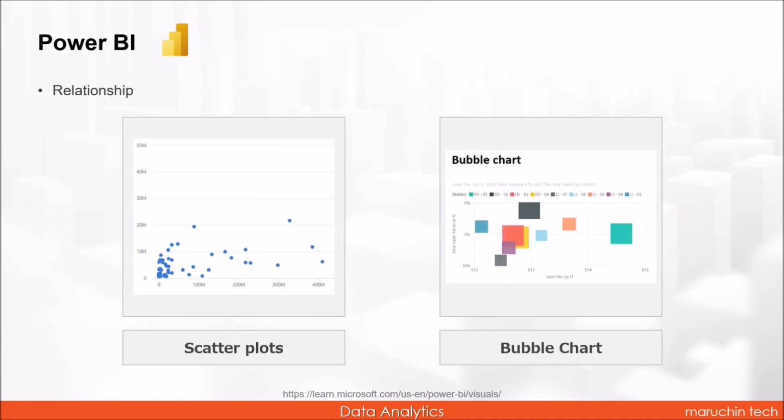And next, charts that show the relationship among the data. Scatter plots and bubble charts are good for exploring the relationship between variables in the dataset. A scatter plot shows a correlation between two sets of data. A bubble chart shows the relationship between three numerical variables, using the x-coordinate, the y-coordinate, and the bubble size.